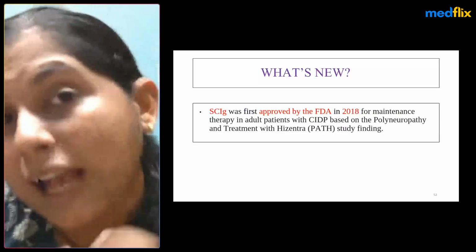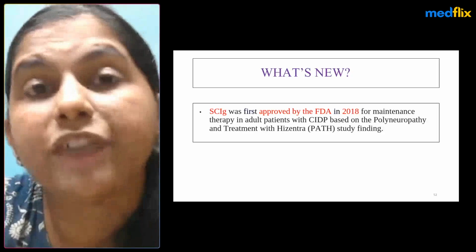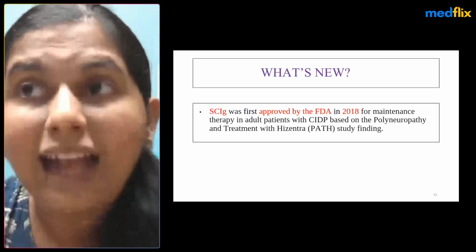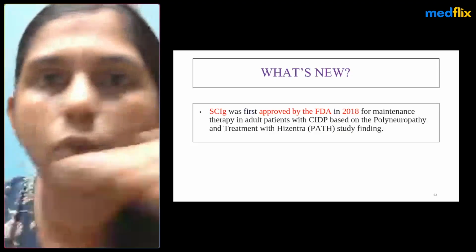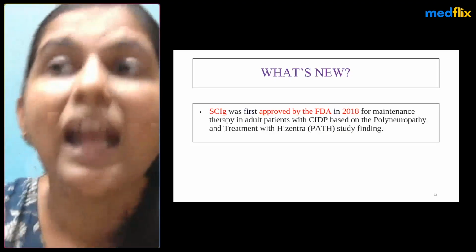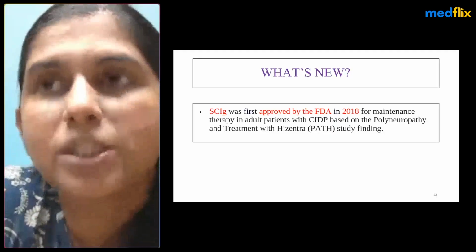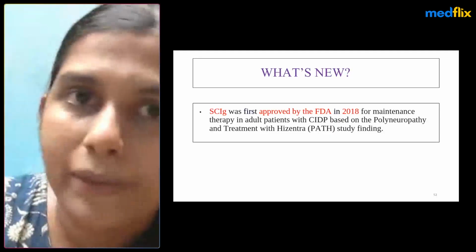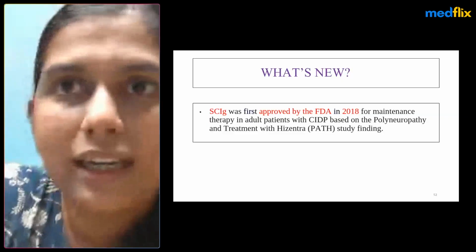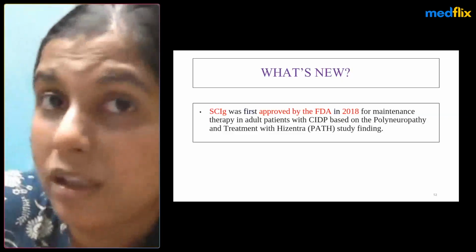And of course, I'm not going into details of CIDP management because that's a long drawn process, but we do know the first line is always steroids. Very rarely, when patients do not respond to steroids, they may require rescue plasmapheresis or rescue IVIG. And then we switch them over to steroid sparing agents, which can be mycophenolate or azathioprine, depending on the other comorbidities. Not in India, but abroad, IVIG itself is given as maintenance treatment.